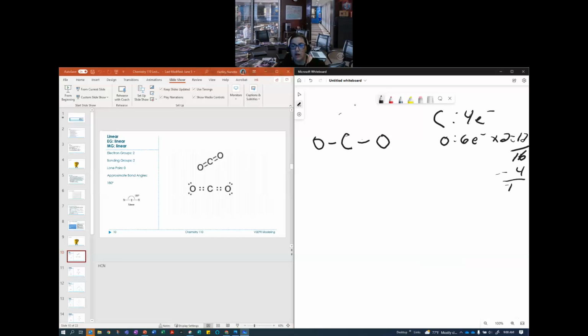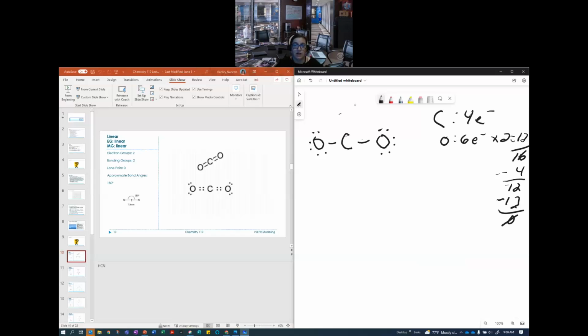And at least we have 12 that I need to deal with. I then put 1, 2, 3, 4, 5, 6, 7, 8, 9, 10, 11, 12, because I fill the octets for the outside first. That leaves me with no additional electrons. Okay, so in theory, I'm done, right?